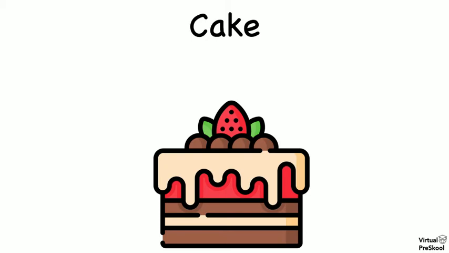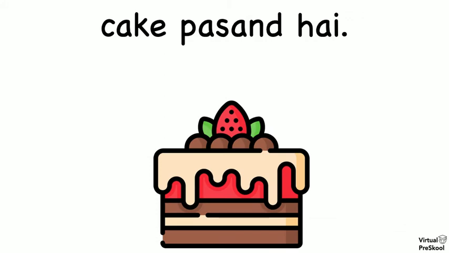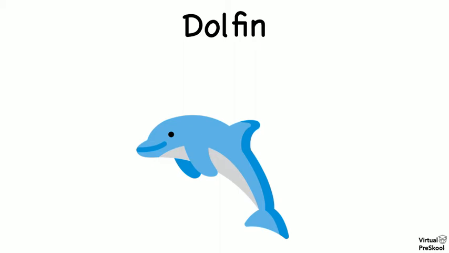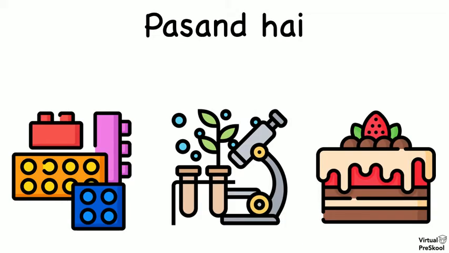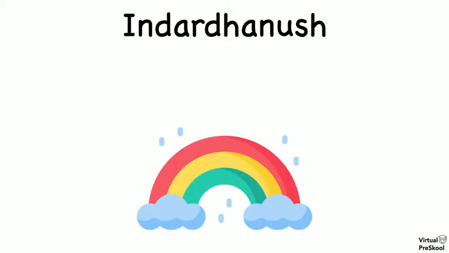Cake. Cake in Hindi is cake. So how would you say like cake? Well, what was that phrase for to like? Pasand hai. So now can you put it together? Like cake? If you said cake pasand hai, very good. That's exactly right. Let's do another one. Dolphin. Dolphin in Hindi is dolphin. And what was that phrase for to like? Pasand hai. So how would you put it together? Dolphin pasand hai.